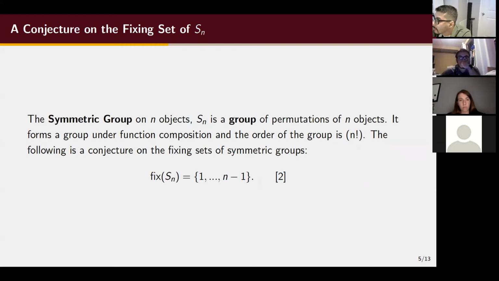While we were studying the fixing sets of the symmetric group, we came across the following conjecture, which was posed by Gibbons and Laison, and it states that the fixing set of the symmetric group is 1, 2, all the way up to n minus 1.